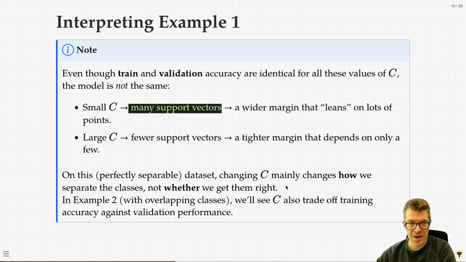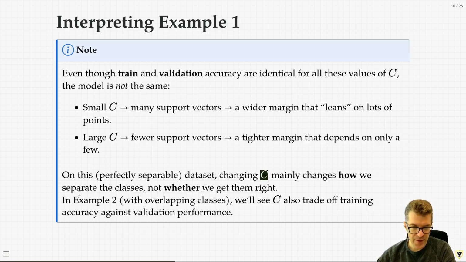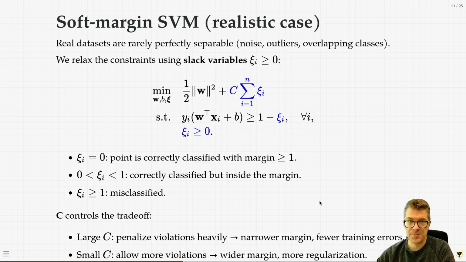We're also actually getting ahead of ourselves a little bit because, as I mentioned, C is really helpful when we're talking about soft margins, which we'll talk about in a second. In this next example, example 2, we'll see how C is actually used to trade off training and validation accuracy. So here we have this soft margin SVM. This is more realistic, and it's usually the default way that we do training with libraries like scikit-learn.